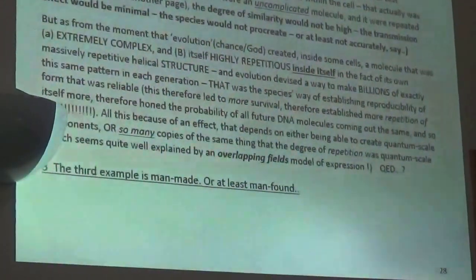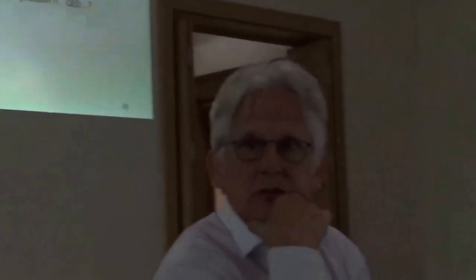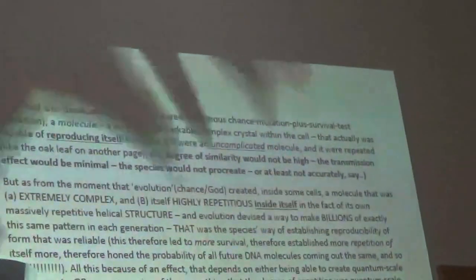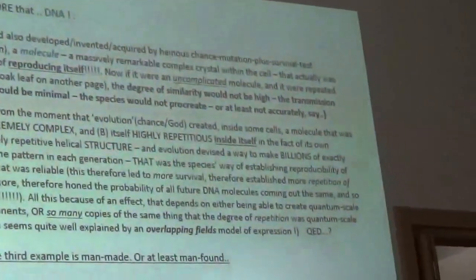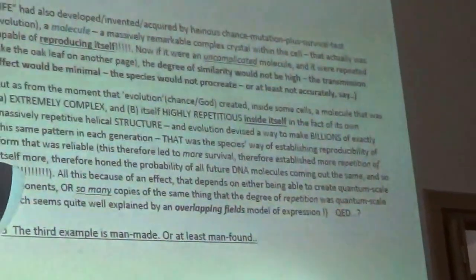Before that, we have another extraordinary repetition thing that came into existence by random evolution, God, chance. Life had developed, or invented, or acquired, by this chance mutation plus survival test system called evolution, maybe a molecule, a massively remarkable complex crystal within the cell that was actually capable of reproducing itself. Now, if it were a simple molecule that had 6 carbons and 8 whatnots around the hydrogen around the outside, and it were repeated, the degree of similarity would not be high.